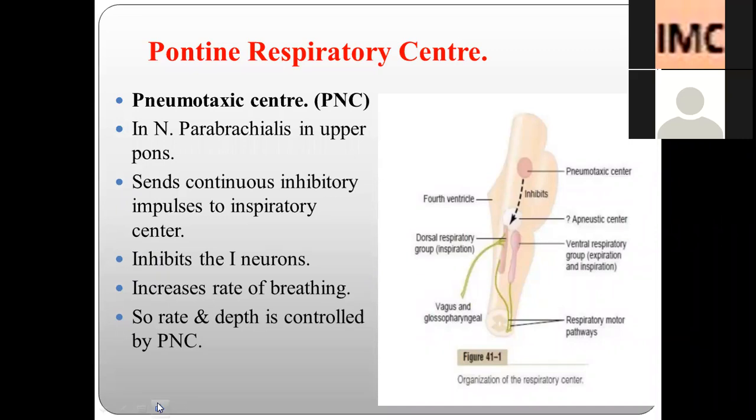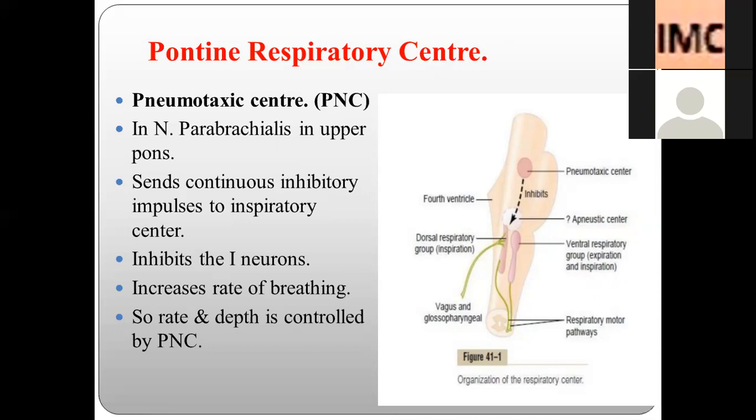Coming to the pontine respiratory centers. In the pons, one center is in the nucleus parabrachialis in the upper part of the pons. That is the pneumotaxic center. What it does is continuously inhibit the inspiratory center. This pneumotaxic center continuously inhibits the dorsal respiratory group of neurons. What is the action of the dorsal respiratory group of neurons? It is initiating inspiration by ramp signals.